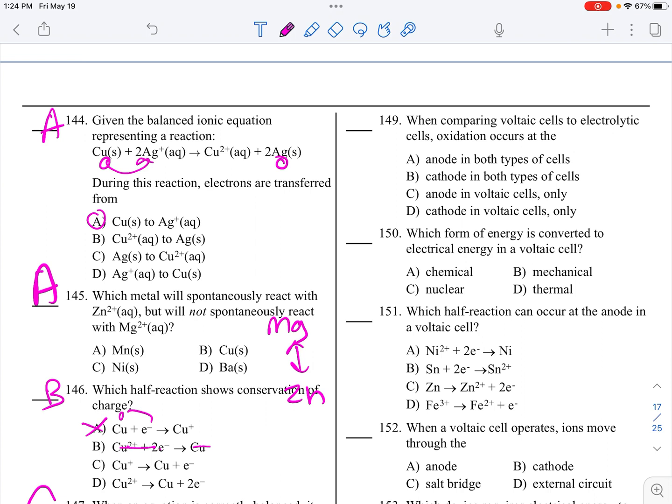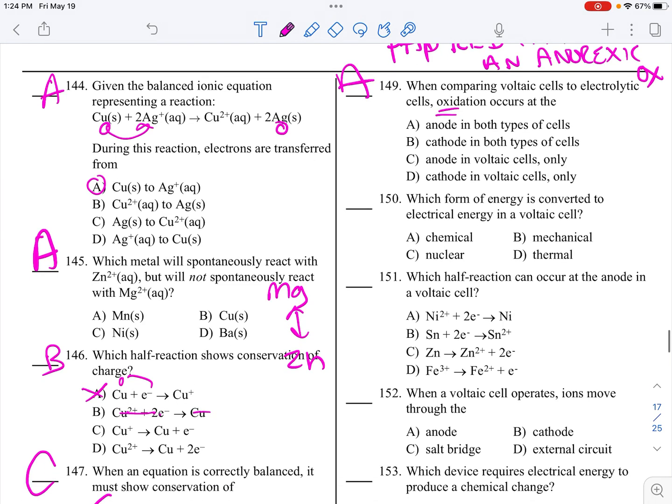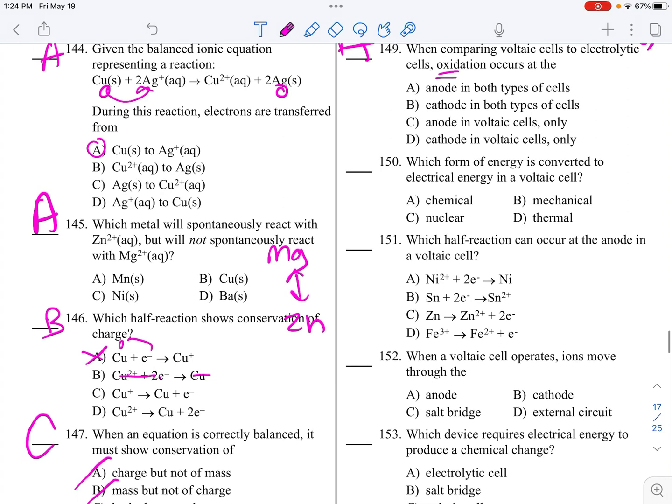When comparing voltaic to electrolytic, oxidation, the fat, red, cat, ate an anorexic ox. So oxidation happens at the anode in both. Other things are different, but fat, red, cat, ate anorexic ox always occurs. What form of energy is converted to electrical in a voltaic cell? So it comes from the chemical reaction.